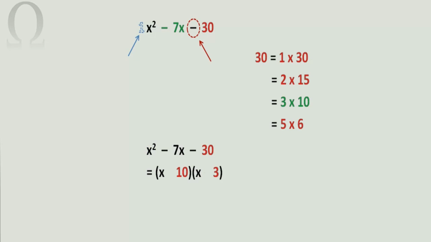Note that it does not matter in which order you place the factors of 30. At this point, it is only important to identify the correct factors. We will assign signs to the brackets only once we have these factors.